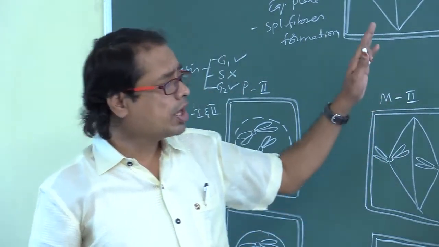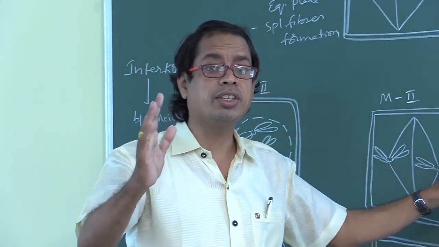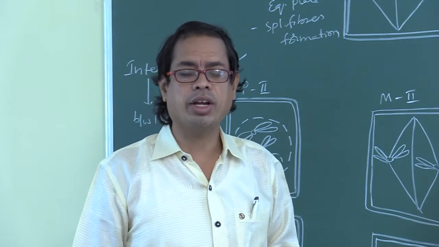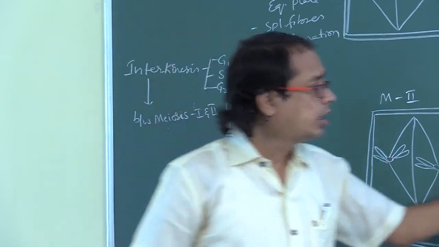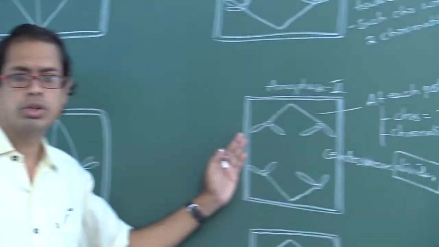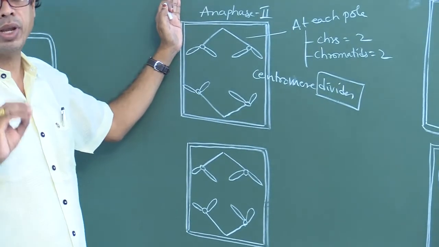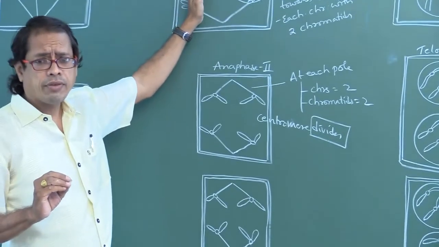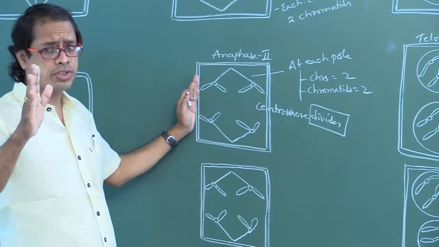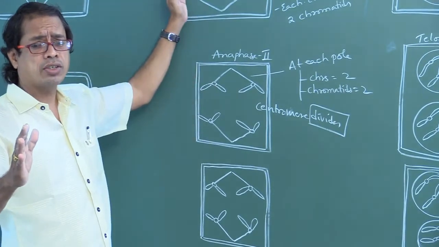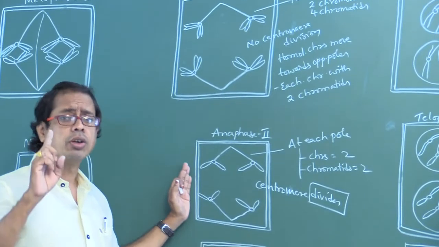Okay. In meiosis, the most important point is how many times the centromere division occurs. 1 time, that is in anaphase 2. Here try to remember, my dear students, this is somewhat typical. In anaphase 1, no division of centromere. In anaphase 2, division of centromere. In anaphase 1, each chromosome with 2 chromatids. Here, each chromosome with 1 chromatid.